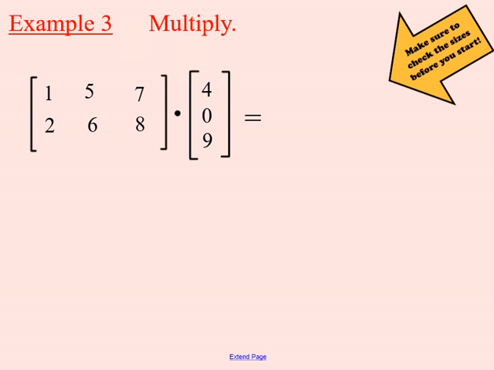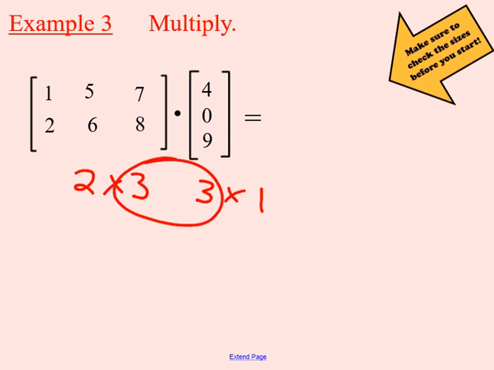On to this one. Does this one work? My theory is if I was setting this up, I would make one that doesn't work, and then I would make the one that looks weird, but does work. I bet you this is that one. How many rows? 2. How many columns? 3. How many rows? 3. How many columns? 1. They match. It's going to work.